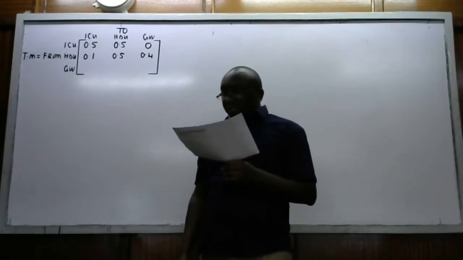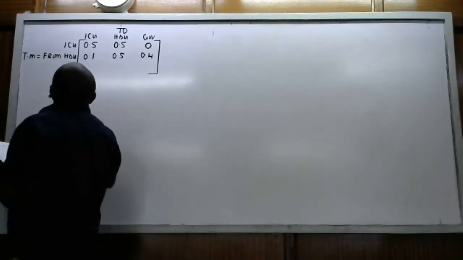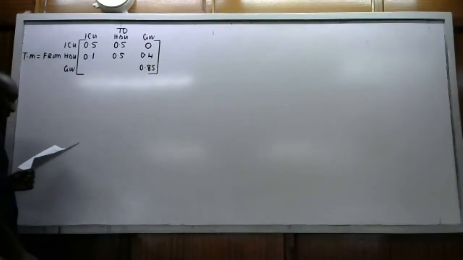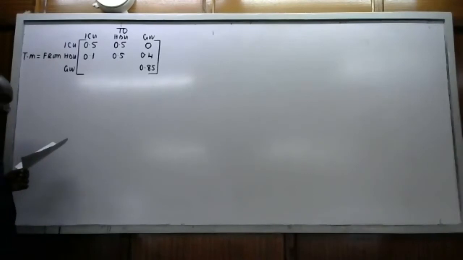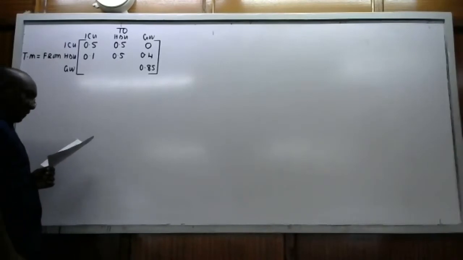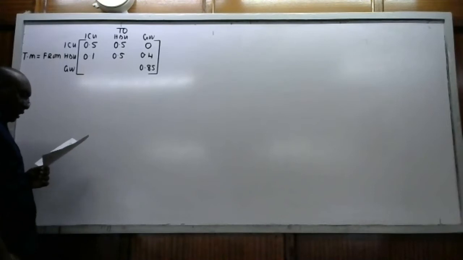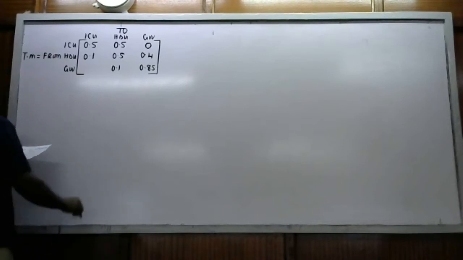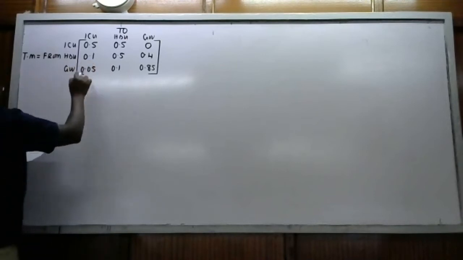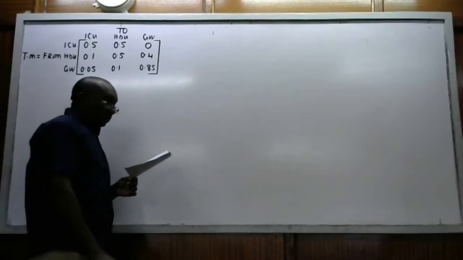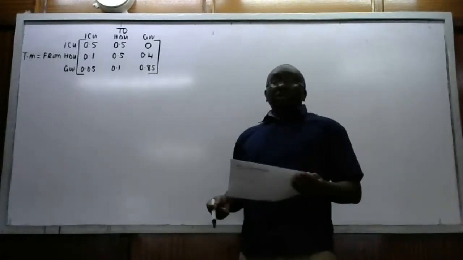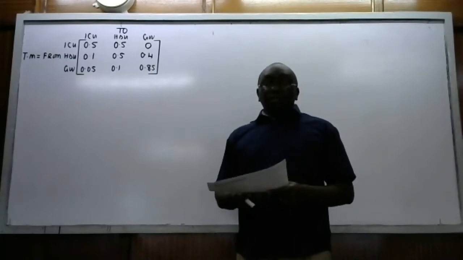85% of the patients in the general ward at the beginning will remain. So general ward, 0.85. Whereas 10% and 5% will be transferred to high dependency and ICU respectively. So high dependency will get 0.1 and ICU will get 0.05. So that is the transition matrix.